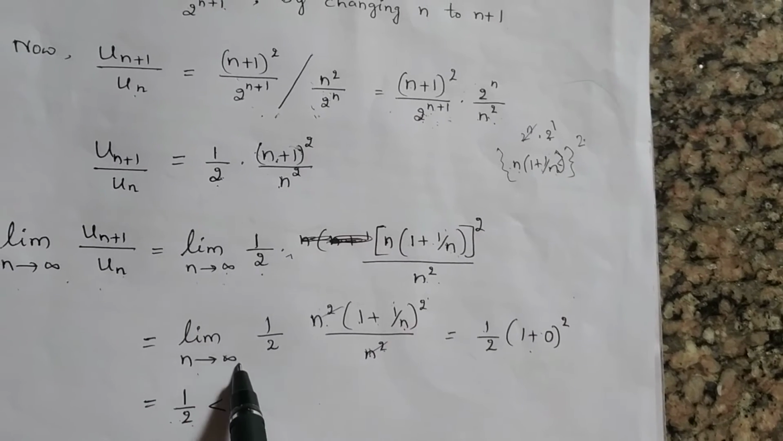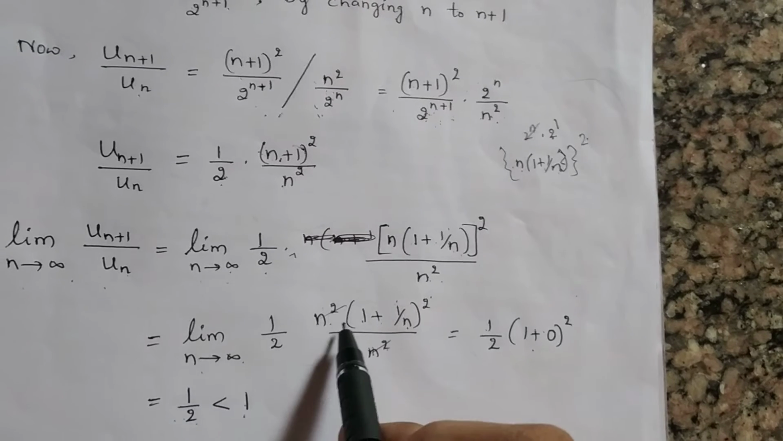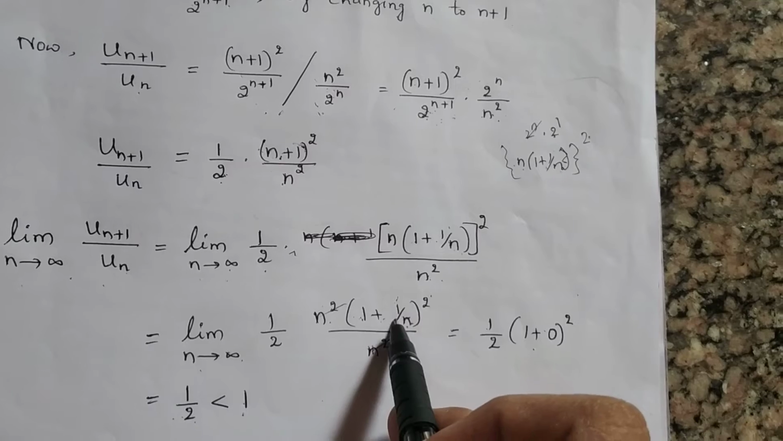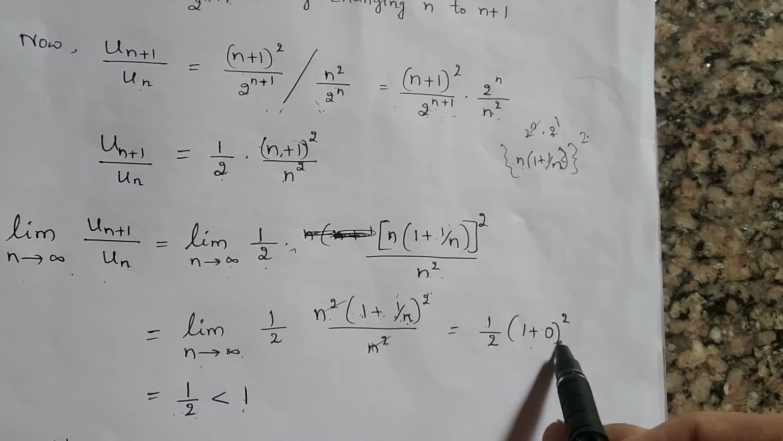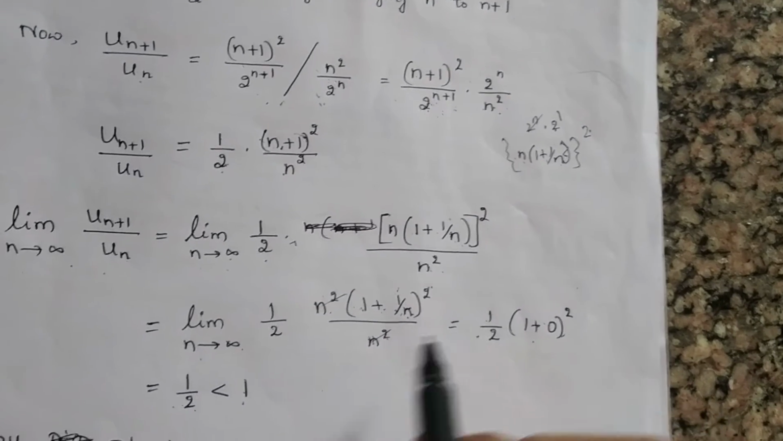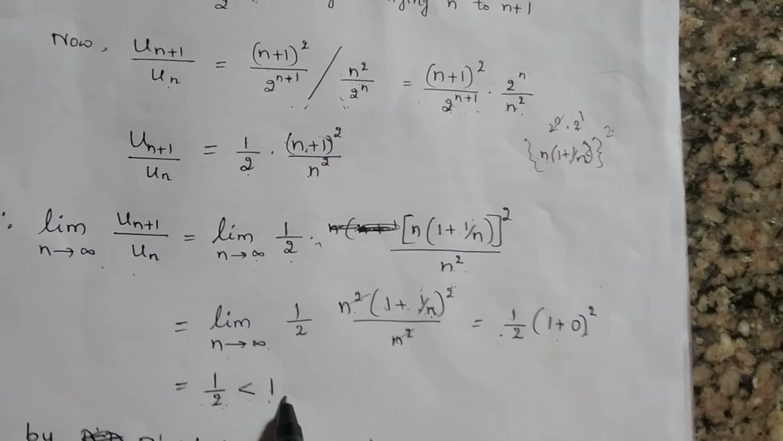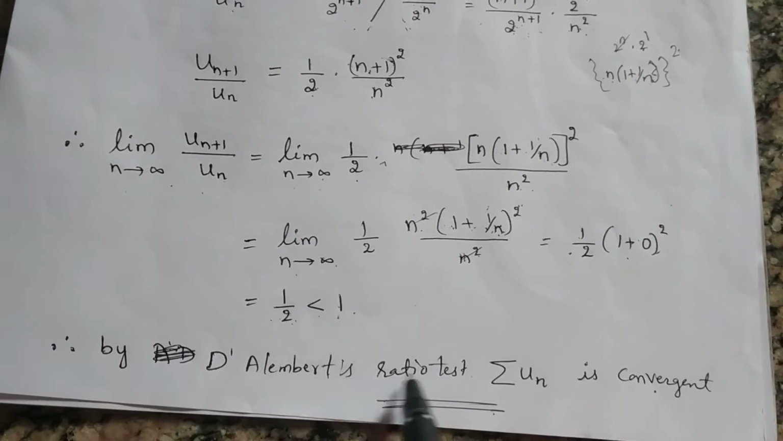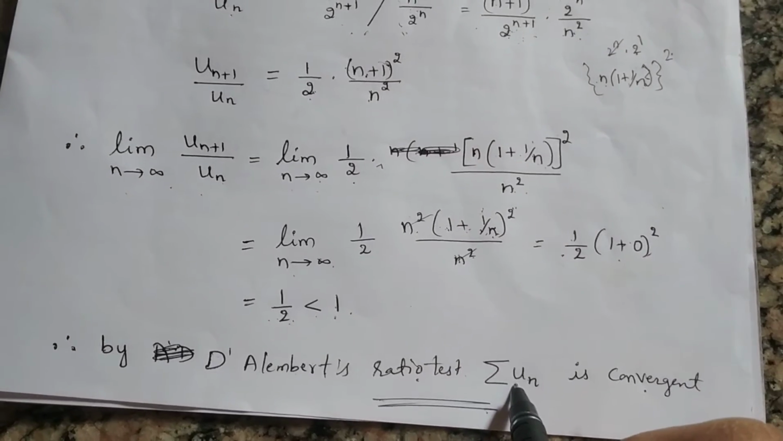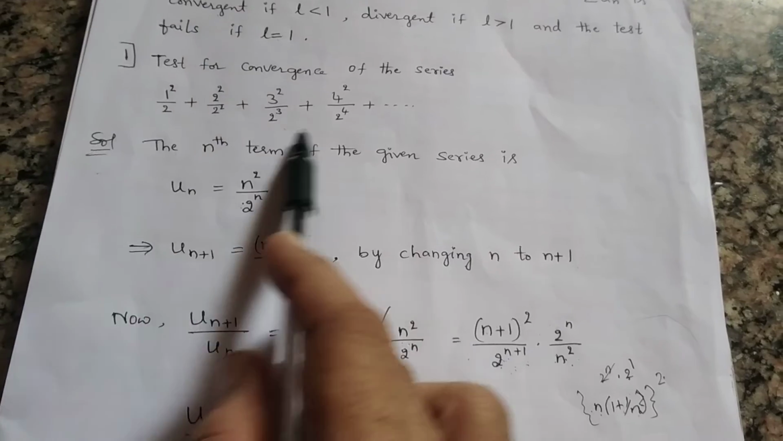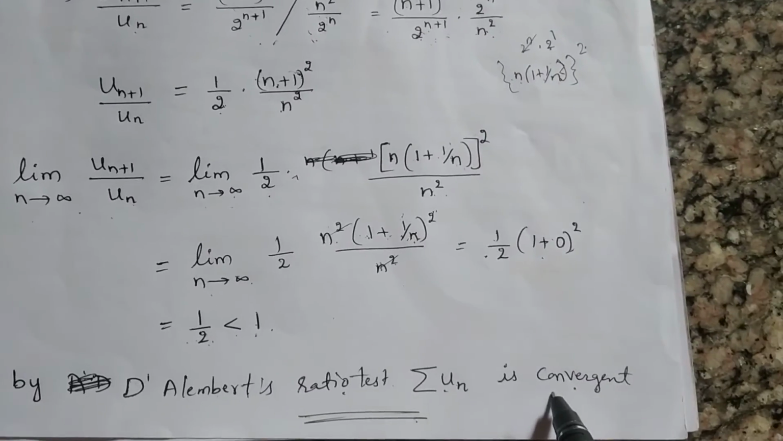Now apply limit as n tends to infinity. 1 plus 1 by infinity is 1 plus 0, which is 1. 1 square is 1. So 1 into 1 by 2 is 1 by 2, that is 0.5. 0.5 is less than 1. Therefore, by D'Alembert's ratio test, we can say the given series is convergent. It means this series is a convergent series.